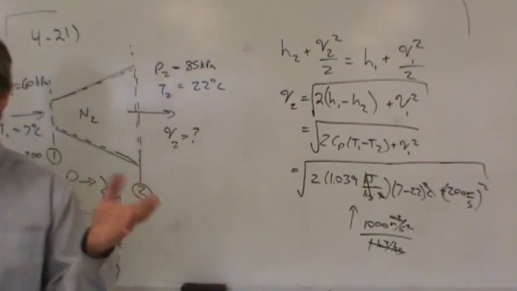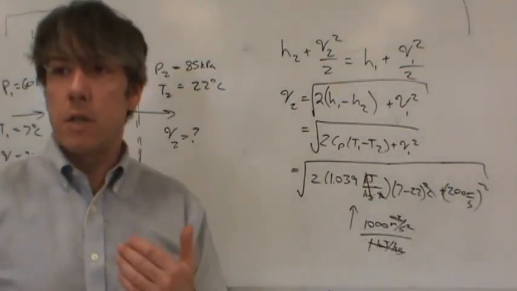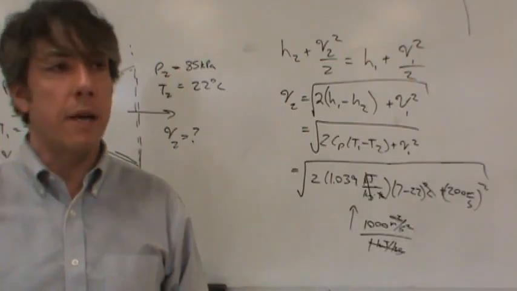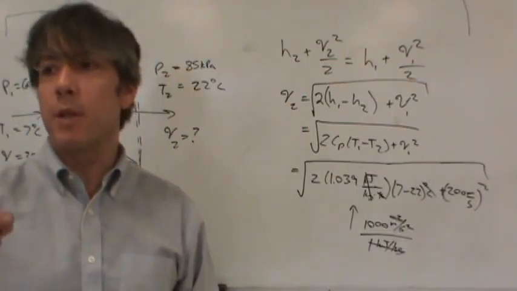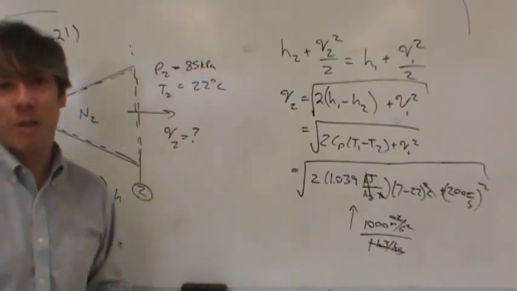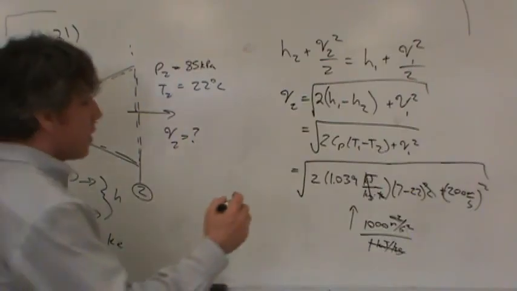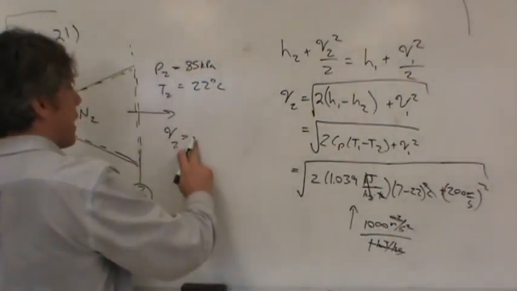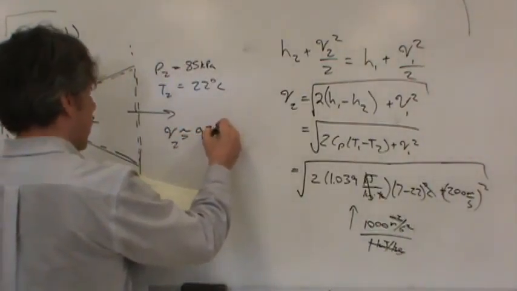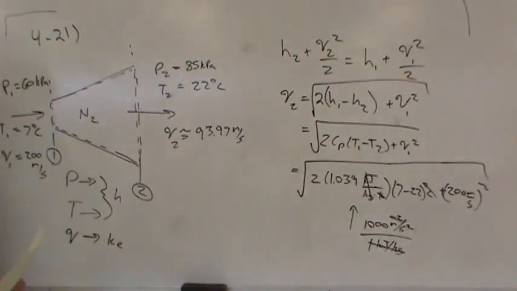Is square root of kilojoule per kilogram a valid unit for the dimension of velocity? Sure. I don't know that you'd want to change out your speedometer in your car for square root of kilojoules per kilogram, but you could, or square root of BTUs per pound mass. It's not something we use commonly, right? So anyway, plug all this in and you'll find that the velocity at the exit, V2, comes out to about 93.97 meters per second.